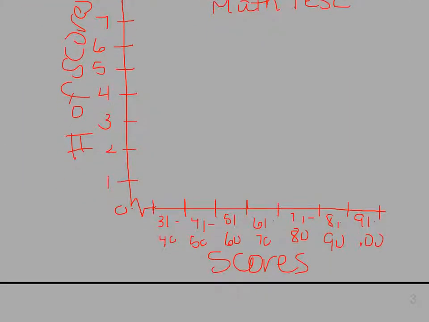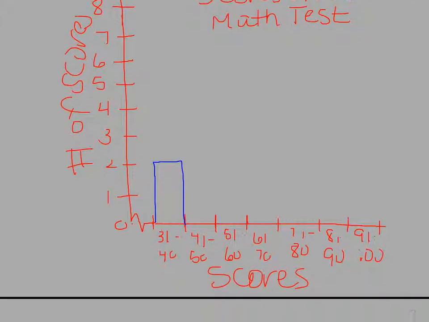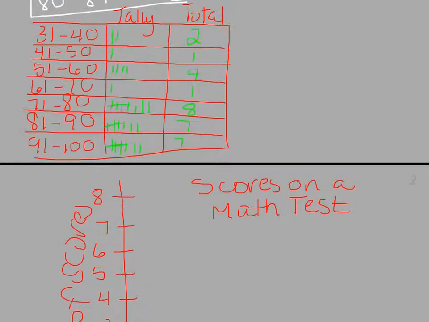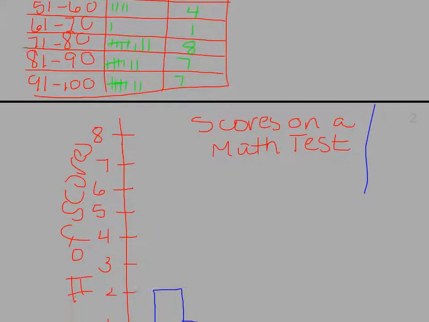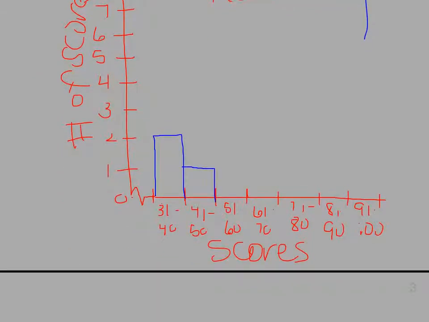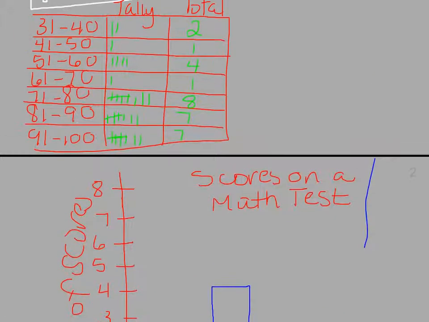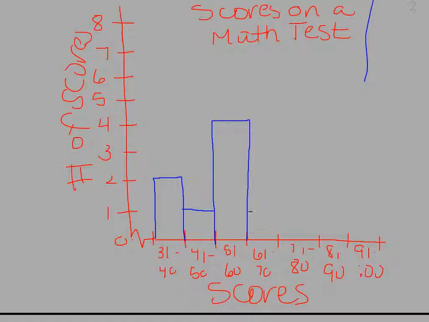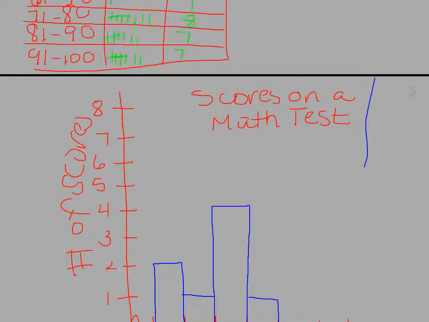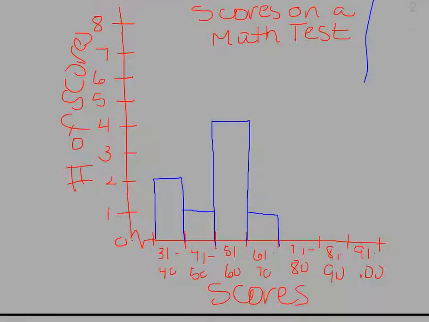31 to 40 goes up 2. I'm going to do a different color. So that would be right here. 41 to 50 is just 1. So remember, your bars are going to touch, and they're going to be the same height. 51 to 60 is 4. So I'm just going to start from there and go up to my 4. Looks like that. 61 to 70 is a 1. So that's right there.